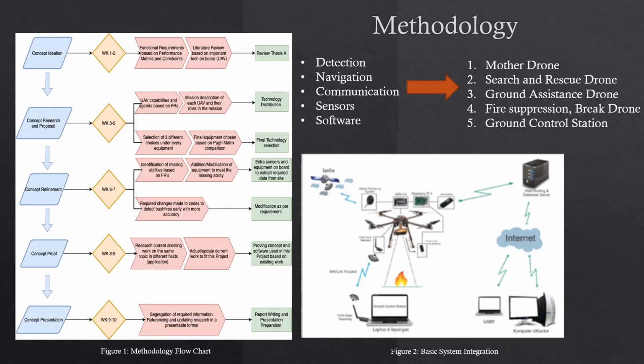Digging deeper, technology is divided into detection, navigation, communication, sensors, and software. The existing tech in this field will be deployed in a multi-UAV system comprising the mother drone, search and rescue drone, ground assistance drone, fire suppression and break drone, and ground control station. Multiple other options were compared using a Pugh matrix, and the final design selections are displayed further ahead.